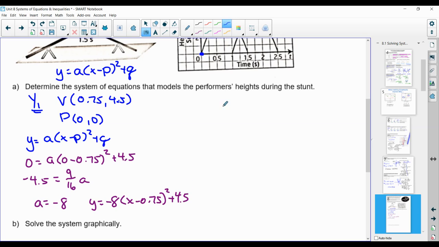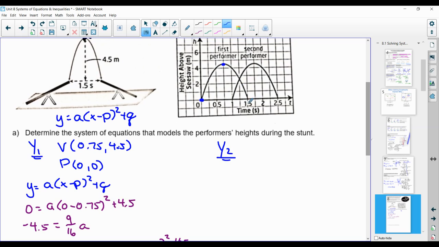And for our second equation, again, we're going to have to find our vertex. So our vertex is happening halfway between 1 and 2.5. So that's going to be happening at 1.75. And our height is still at 4.5. So our vertex is happening at 1.75 and 4.5. And then we have our point. Now, again, I'm going to try to keep it simple. There's a point right here at (1, 0).